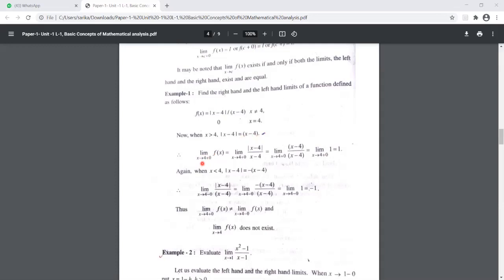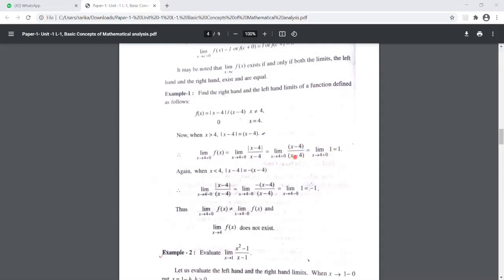So we are going to check the limit on both sides, right side and left side. First the right side: limit as x tends to 4 plus 0 of f(x) is equal to limit as x tends to 4 plus 0 of mod of (x minus 4) upon (x minus 4), because x is not equal to 4. And we know that if x is greater than 4, it becomes x minus 4. The x minus 4 cancels, so the limit as x tends to 4 plus 0 is 1.